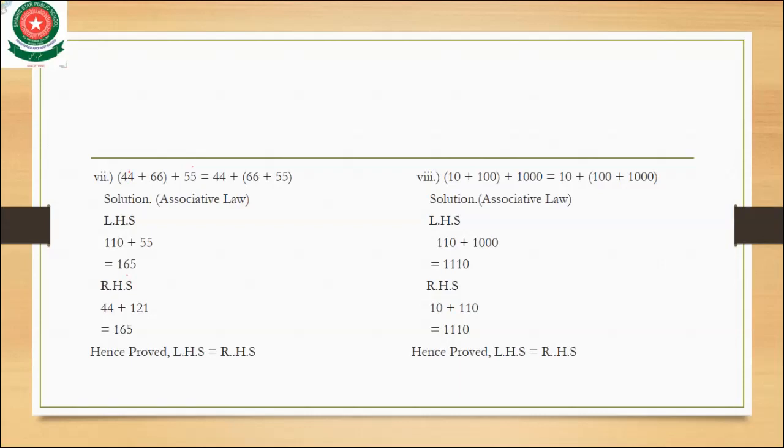Take the right hand side, 10 plus. First of all add those numbers which are in the bracket, 100 plus 1000. So when you add 100 plus 1000, the answer will become 1100, and when you add 1100 with 10, the answer will become 1110.